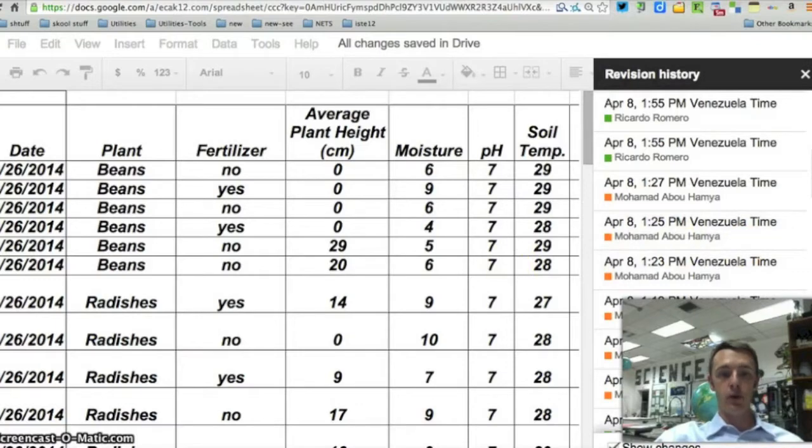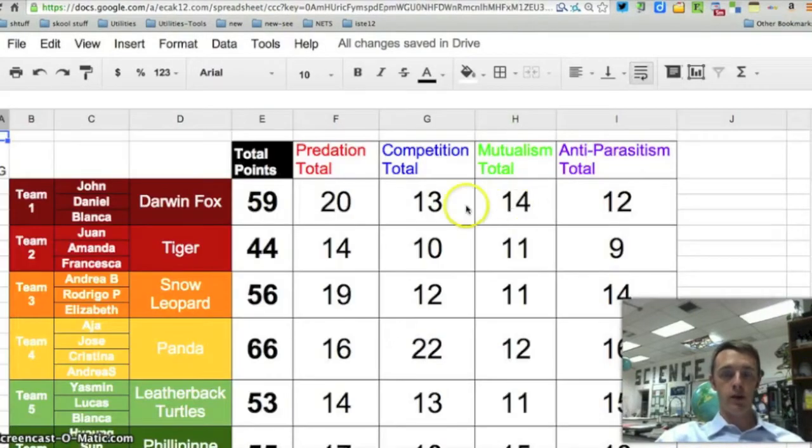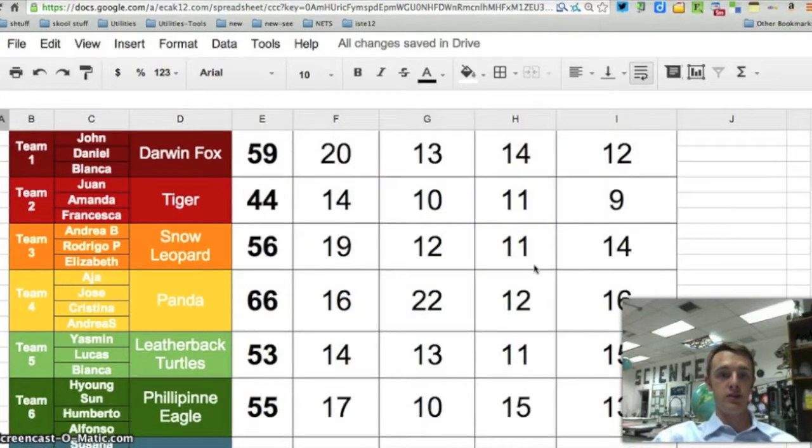When I would record their points, I would go to the scoreboard and update the points in the scoreboard, add in anti-parasitism points. If they won a Class Jeopardy game or competition, add in competition points. If they had the most and best information on a project, they might pick up some predation points. So for a variety of different tasks, relationships in class, they earn points for their competition.